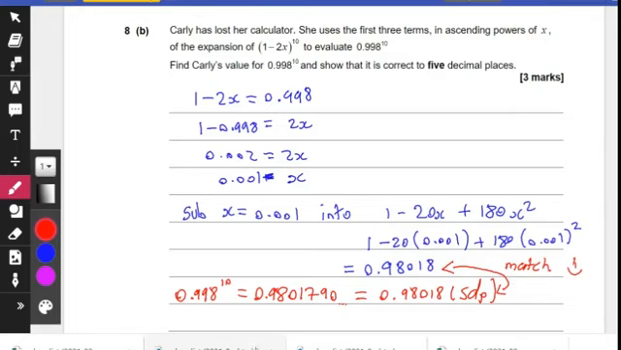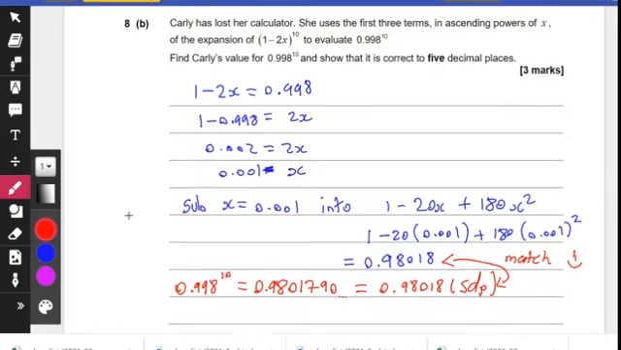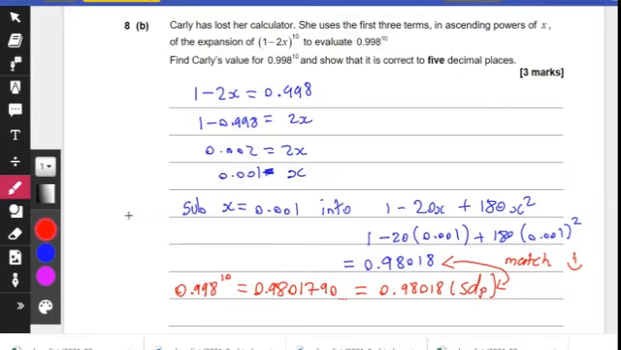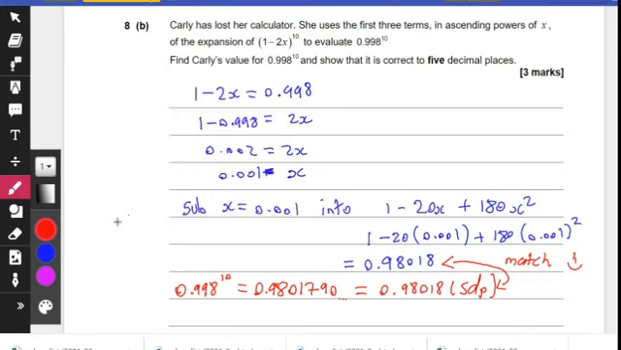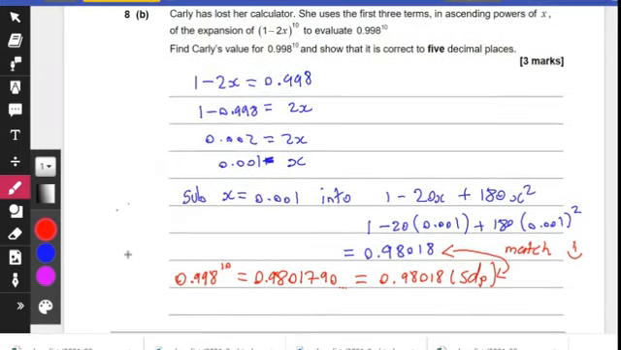Happy days. Thanks for pointing that out, Ben. Yeah, you do have to explicitly state that the real answer, when rounded to 5 decimal places, gives the same answer as our approximation. Don't know how Carly was doing the 1 - 20 times 0.001 plus 180 times 0.001 squared without a calculator, but that's her business, I guess.